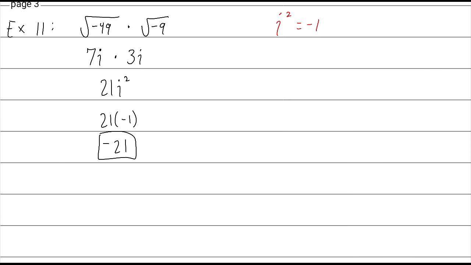Okay, it just doesn't work. So let's take care of these one at a time. Square root of 49 is 7, and since it's negative, it's 7i. Times negative 9, the square root of negative 9 is going to be 3i. 7i times 3i is 21i squared. All right, let's go back to the beginning. What did we say about i squared? i squared equaled negative 1. So this is really 21 times negative 1. So my answer is negative 21.